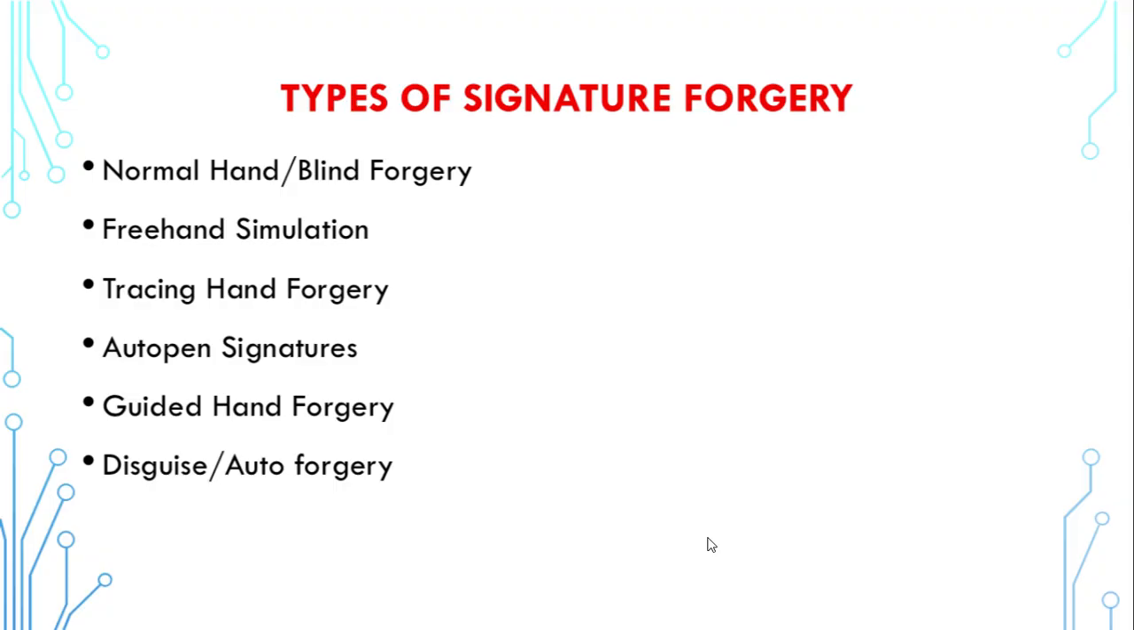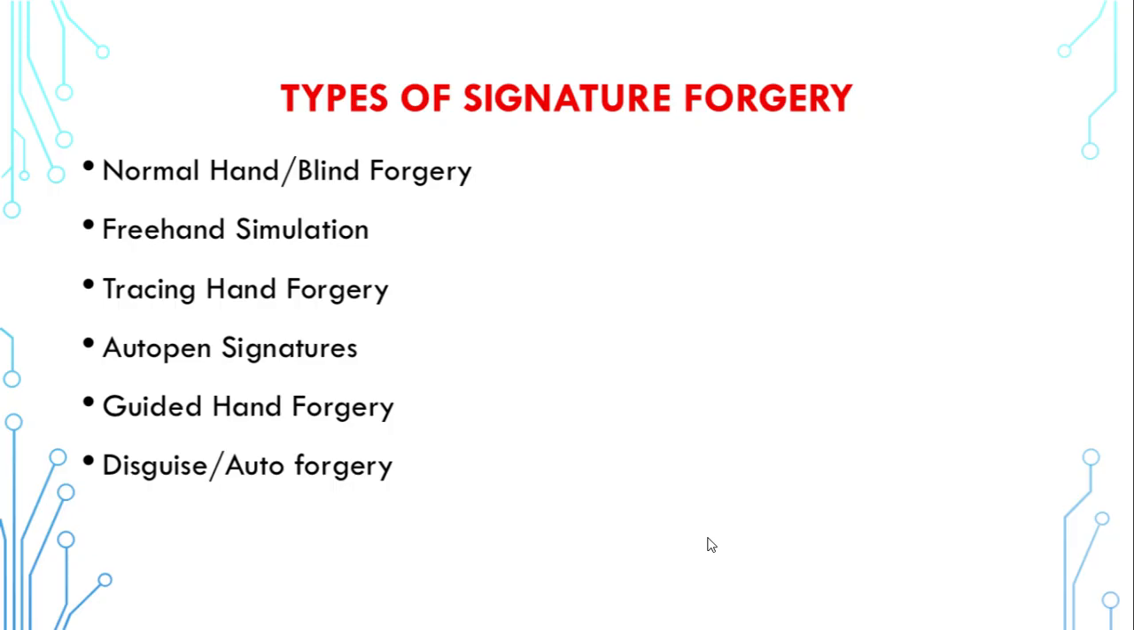The first one I will mention is normal hand or blind forgery. This kind of forgery is done by a forger just writing any signature. It is not that he has a genuine or a model signature in his hand.